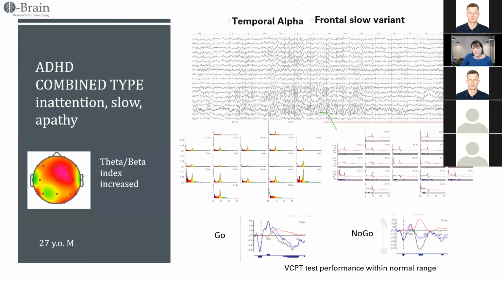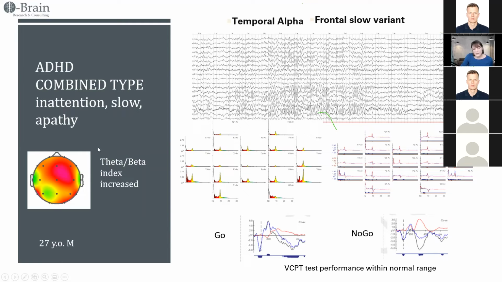Also, you can have a situation where it's hard to distinguish if you have just a clear type. Like this person has temporal alpha, but at the same time also the frontal slow variant, so we can identify both problems. Here in temporal areas, it was theta and alpha activity, but also down-regulated frontal areas.